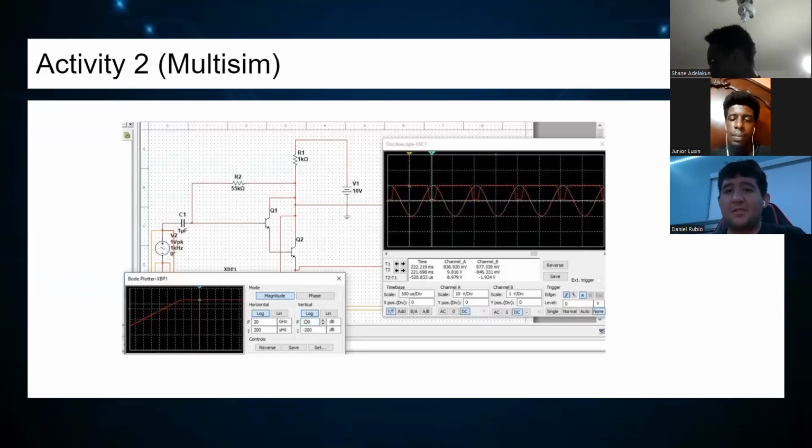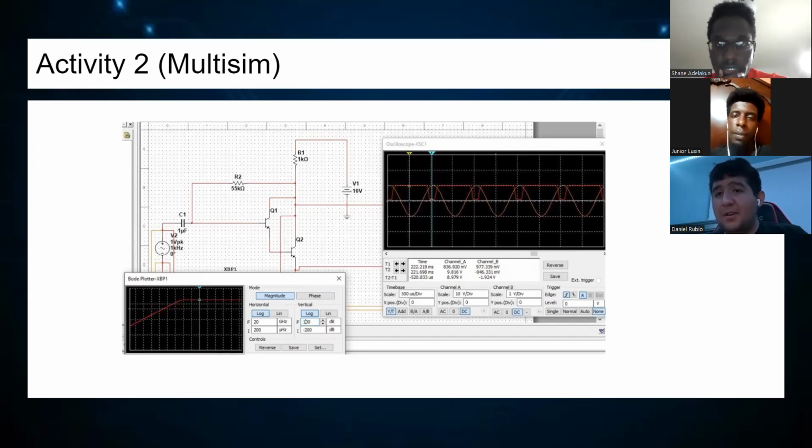This is the Multisim for activity 2, where, according to the previous slide's schematic diagram, this is more detail. We have a waveform, a sine wave to be exact, on the oscilloscope XSC1, where channel A is 136.920 mV and channel B is 977.339 mV. On the Bode plotter, we find the magnitude, we find the slope going up, and at the end we find a constant.